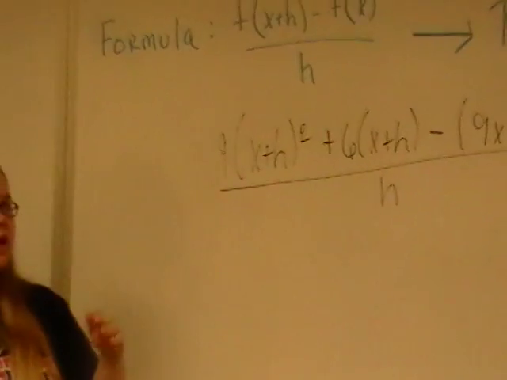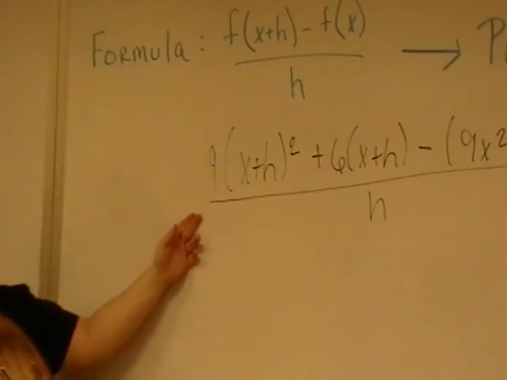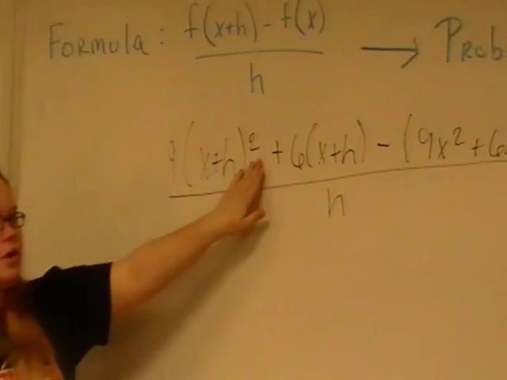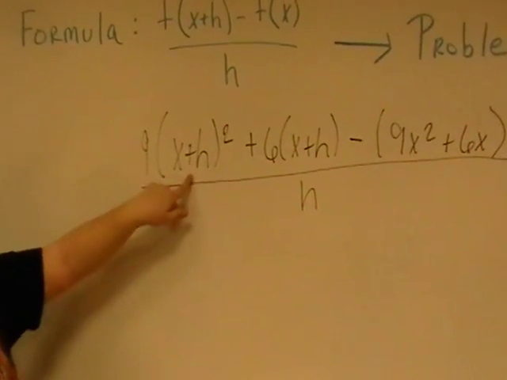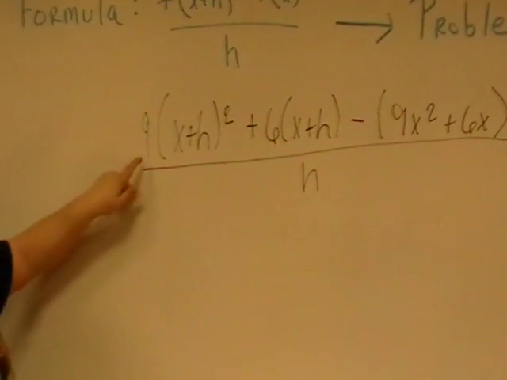Notice all I did was plug the problem into the formula. You want to make sure you bring your squared from the original problem over. That means you are squaring what is in parentheses, not the 9.